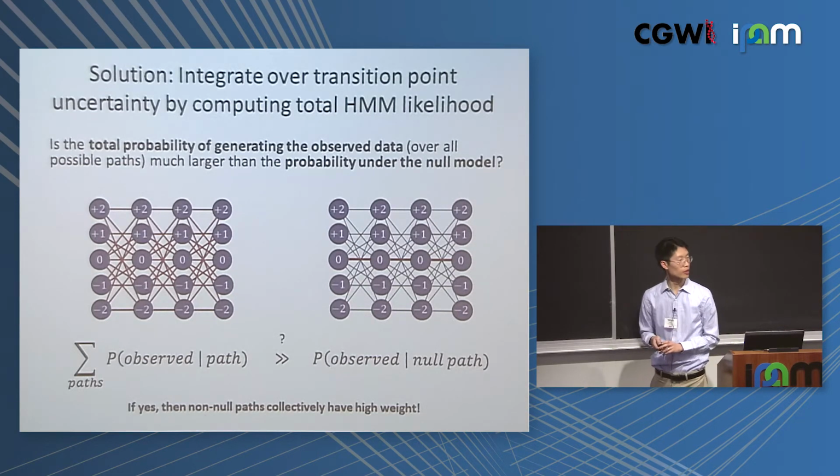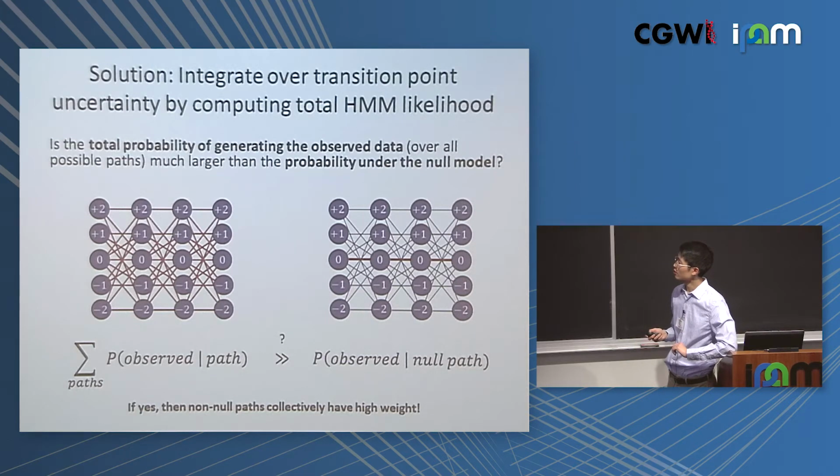So that's kind of the first thing that we can do to sort of tweak this. Why wouldn't just looking at the probability of observation over the most likely path and comparing that to the null path, why wouldn't that give you kind of the same signal?